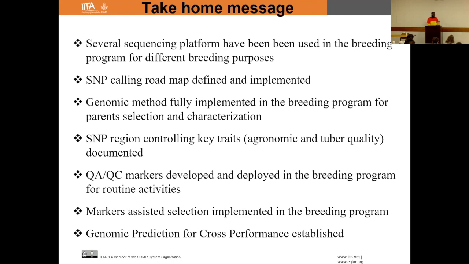Quality control markers are available. We now have 50 SNP markers that we can use for routine activity in the breeding program. All of these are already available on the EiB website, so you can use them. Marker-assisted selection and genomic prediction are both implemented in the breeding program.